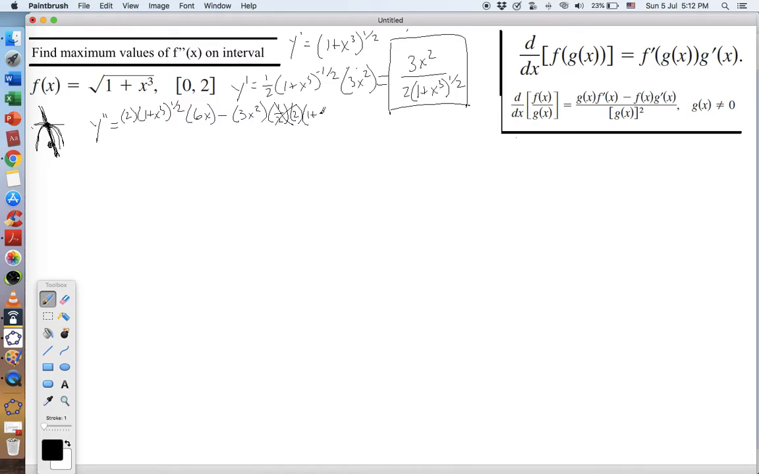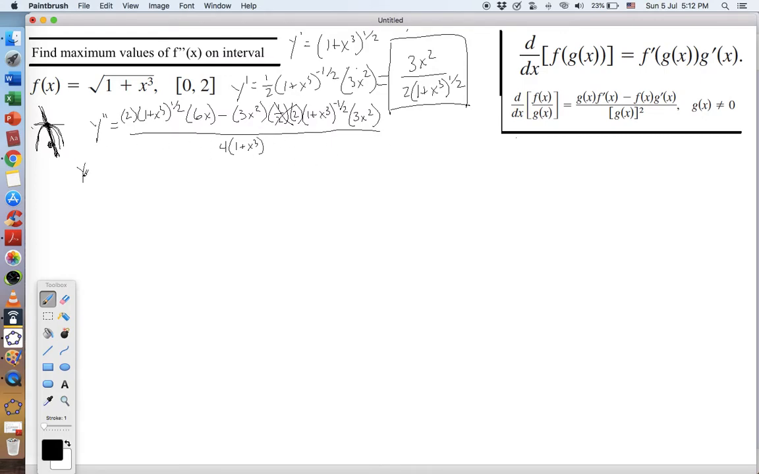And then we've got the original inside function. We're going to subtract 1 from the exponent using the power rule. Multiply all of that times the derivative of the inside of that second function. And then we've got g of x squared on the bottom. g of x squared is equal to 2 squared times the square root of 1 plus x cubed squared, which is 1 plus x cubed.